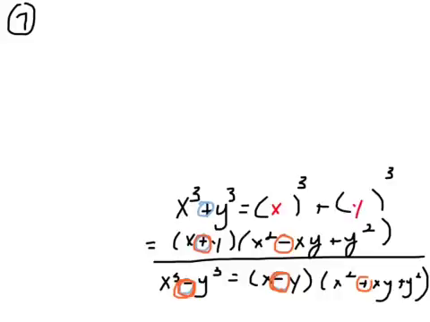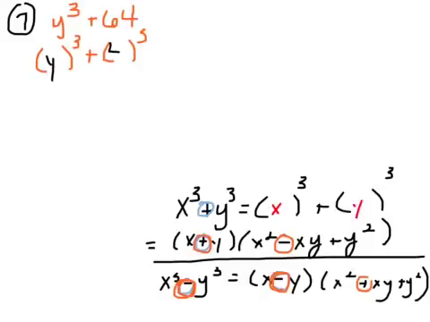Let's dig into a problem here. So the problem for number 7 was y cubed plus 64. Can I rewrite that as something cubed plus something else cubed? Yeah, you could cube y to get y cubed. What would you cube to get 64? 4. 4 times 4 is 16 times another 4 is 64. So you're going to have to recognize cubes here.